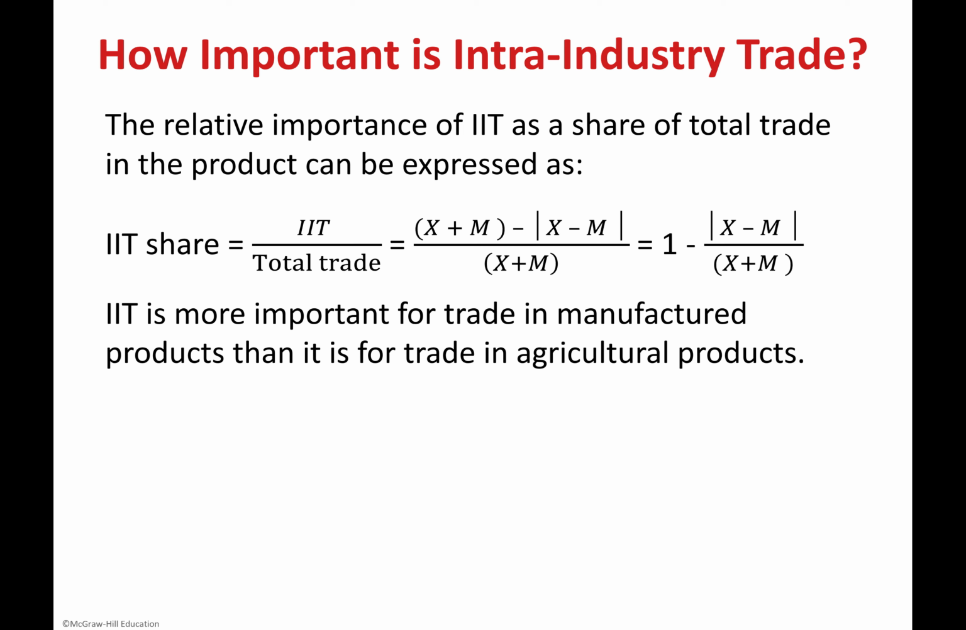Okay, so let's try and look at the logic of this. If, for instance, x and m were the same amount, you would just get x plus m minus, well, they're the same amount, so it disappears, over x plus m. So it would be 1. In other words, if the amount of exports matches the amount of imports in a specific industry, you would get this IIT share to equal 100%, so 1.